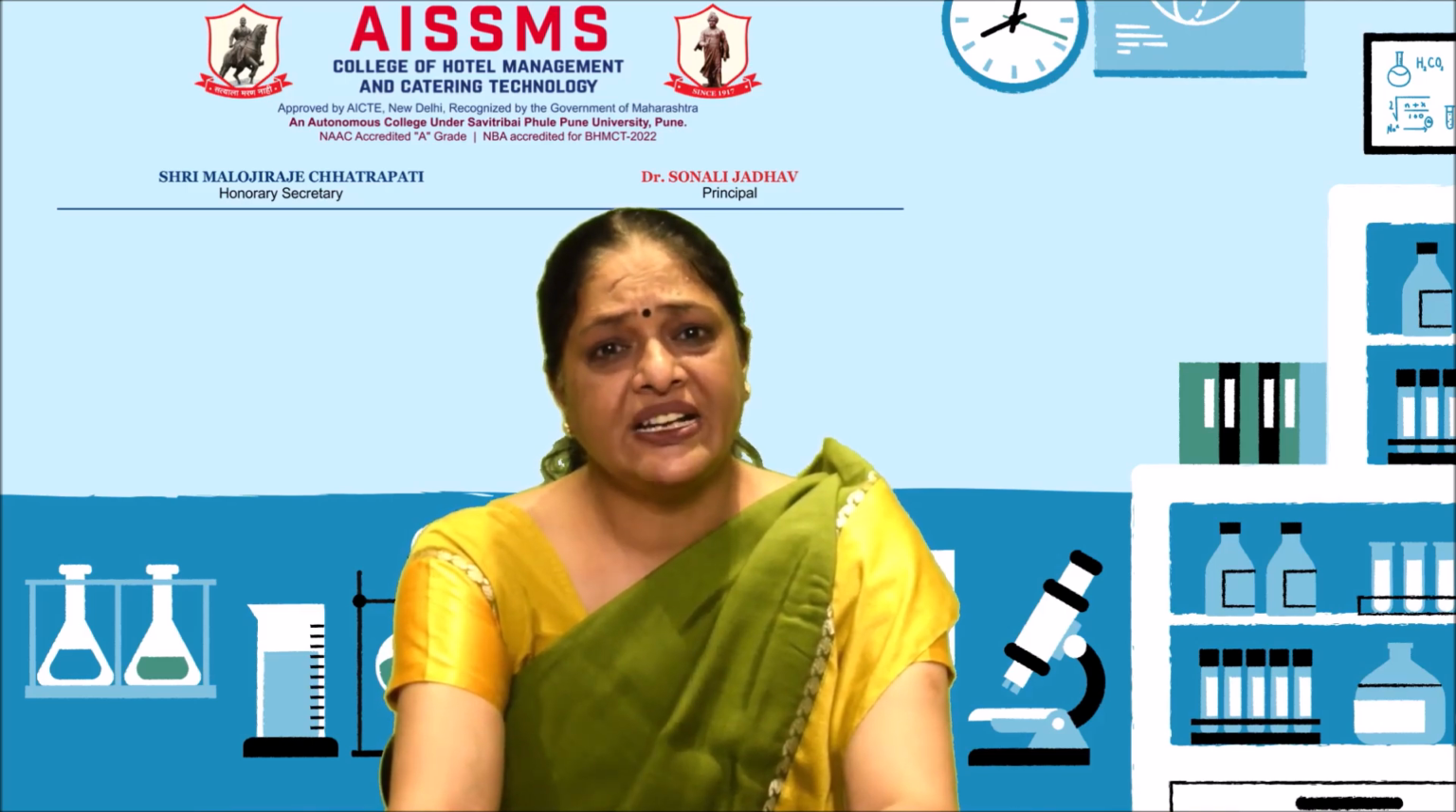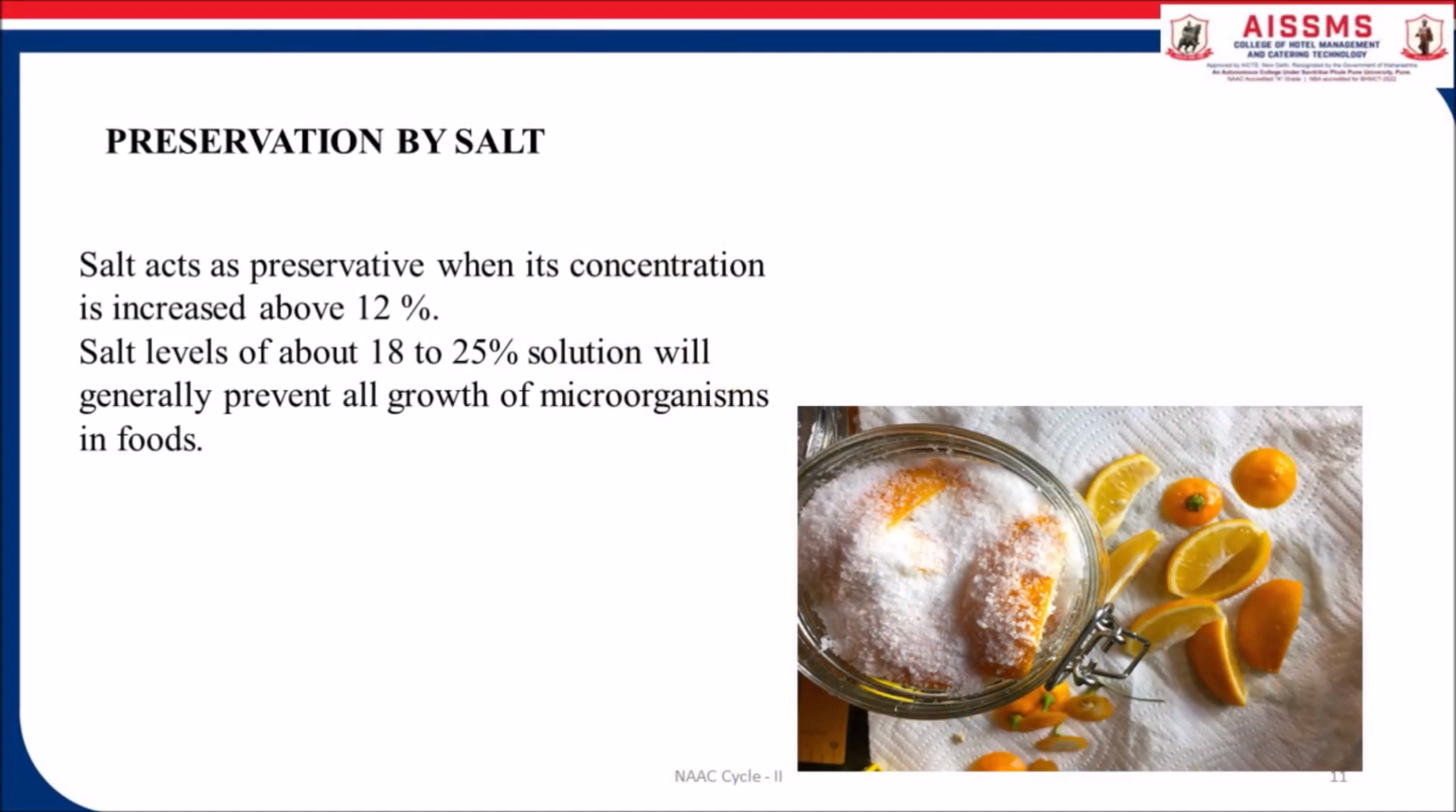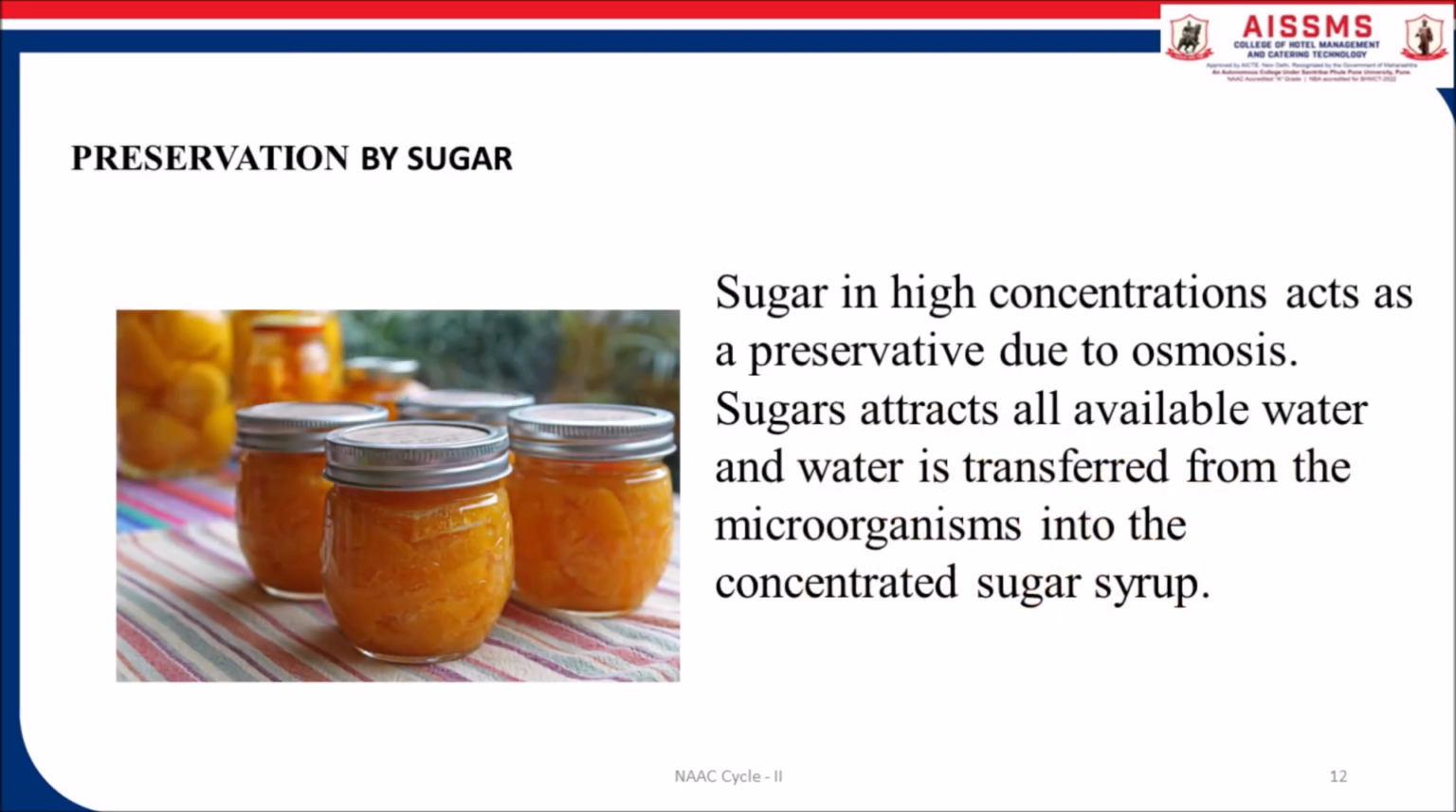The most common examples are salt. Salt acts as a preservative when its concentration is increased to about 12%. The very common example is pickles. Sugar, in high concentration, acts as a preservative due to osmosis, for example cane juices and sherbets and all those things.